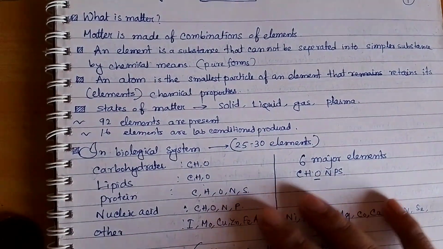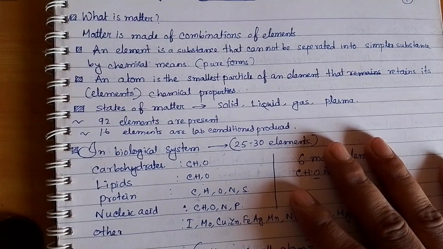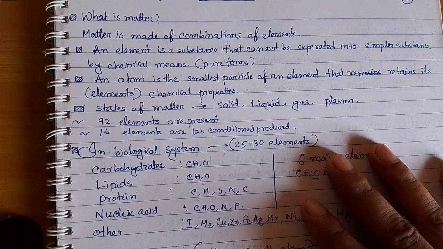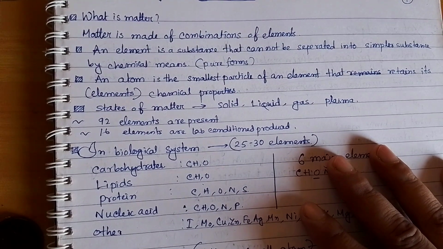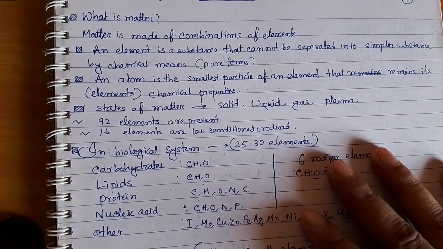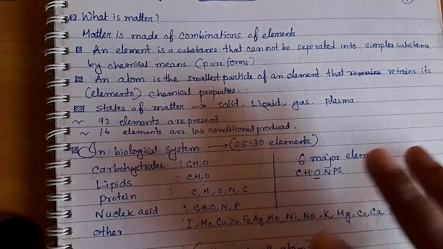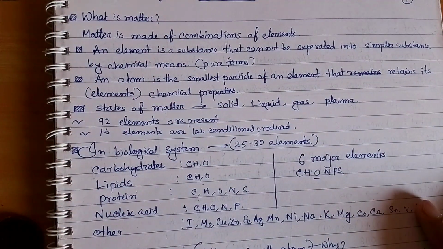In biological systems we talk about 25 to 30 elements. In a living system there are not more than 30 elements, and the basic ones are about 10 to 15 elements. In living systems we discuss carbohydrates, lipids, proteins, nucleic acids and different kinds of minerals.